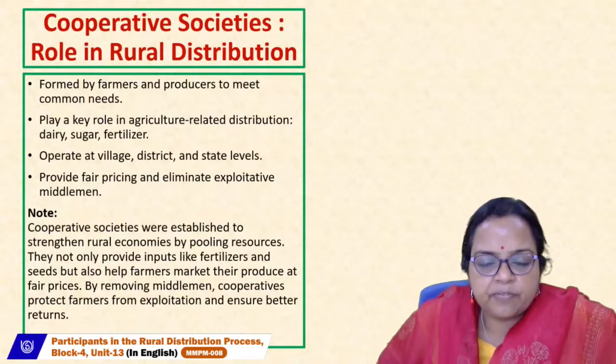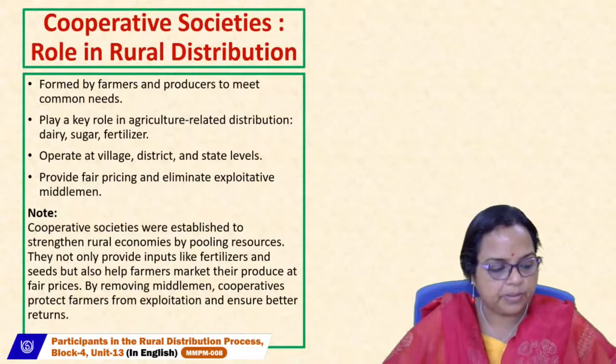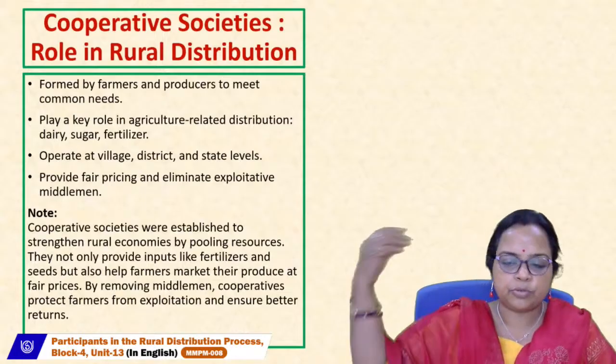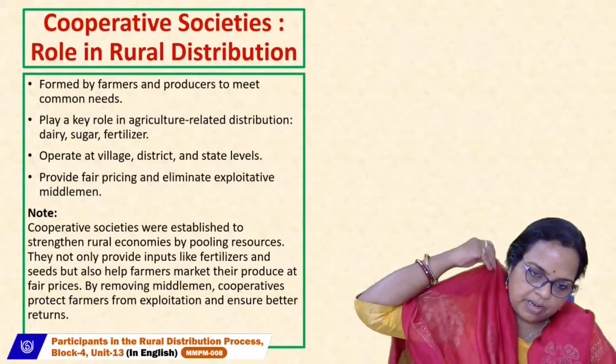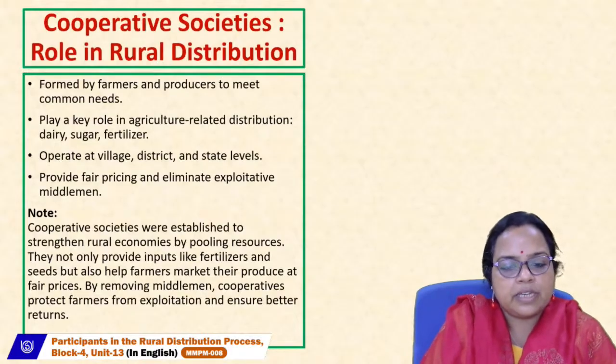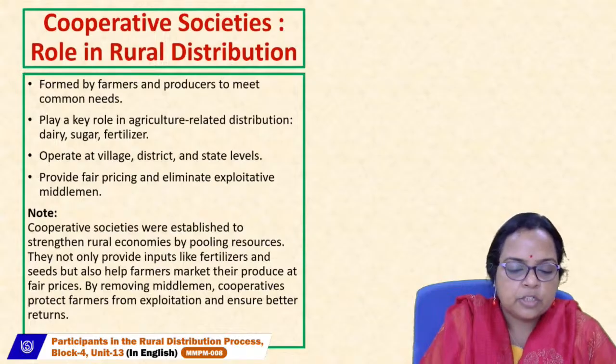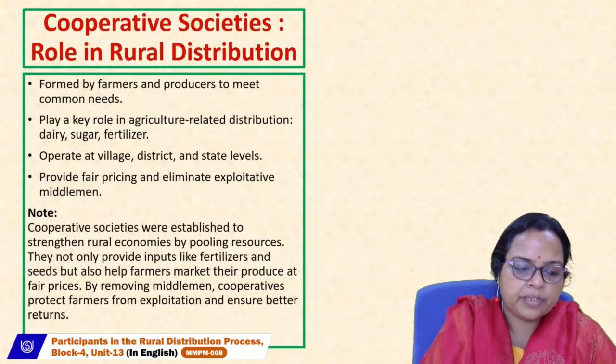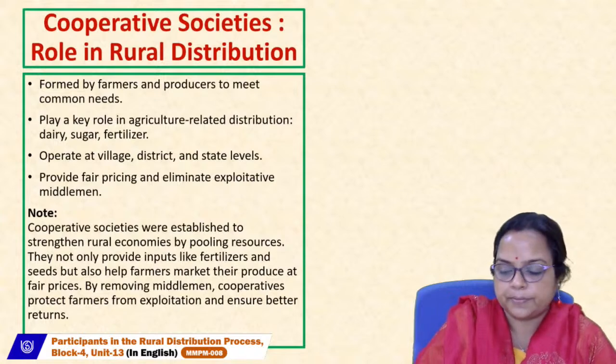Those are helping the farmers solve their problems and also helping the farmers with their buying decisions. So marketers need to take care of these cooperative societies because they are closer to the village people or village buyers. By removing middlemen, cooperatives are protecting farmers from exploitation and ensuring better returns for their produce.